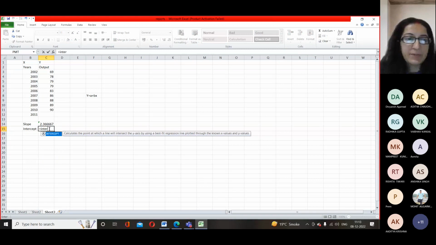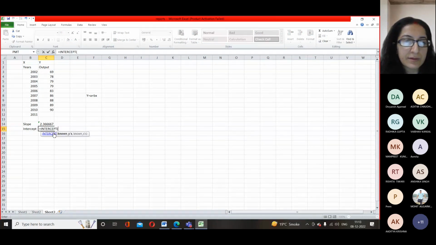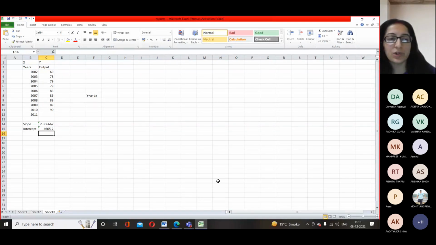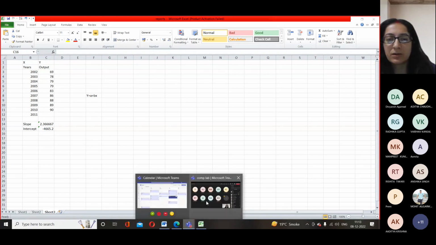So if I apply the intercept, it asks me known y's. So again I put the known y's and then I put the known x. Close the bracket, and this is the intercept I get. Yes, come on guys, please do the intercept also. And once you're done, send me a picture.